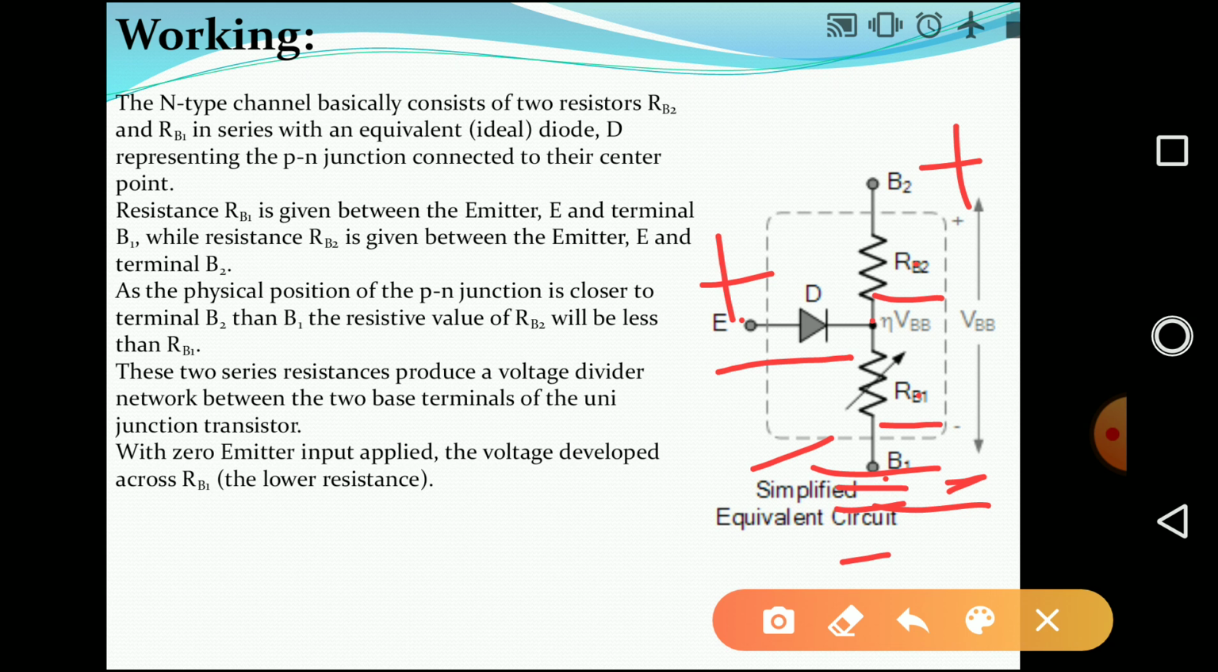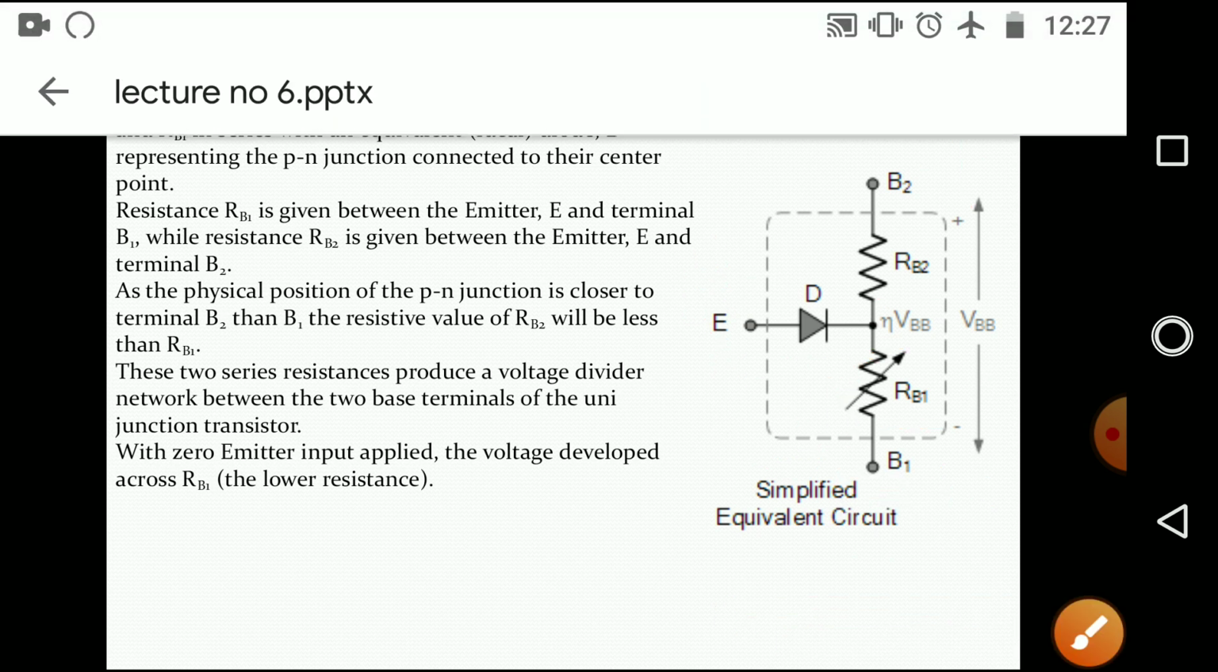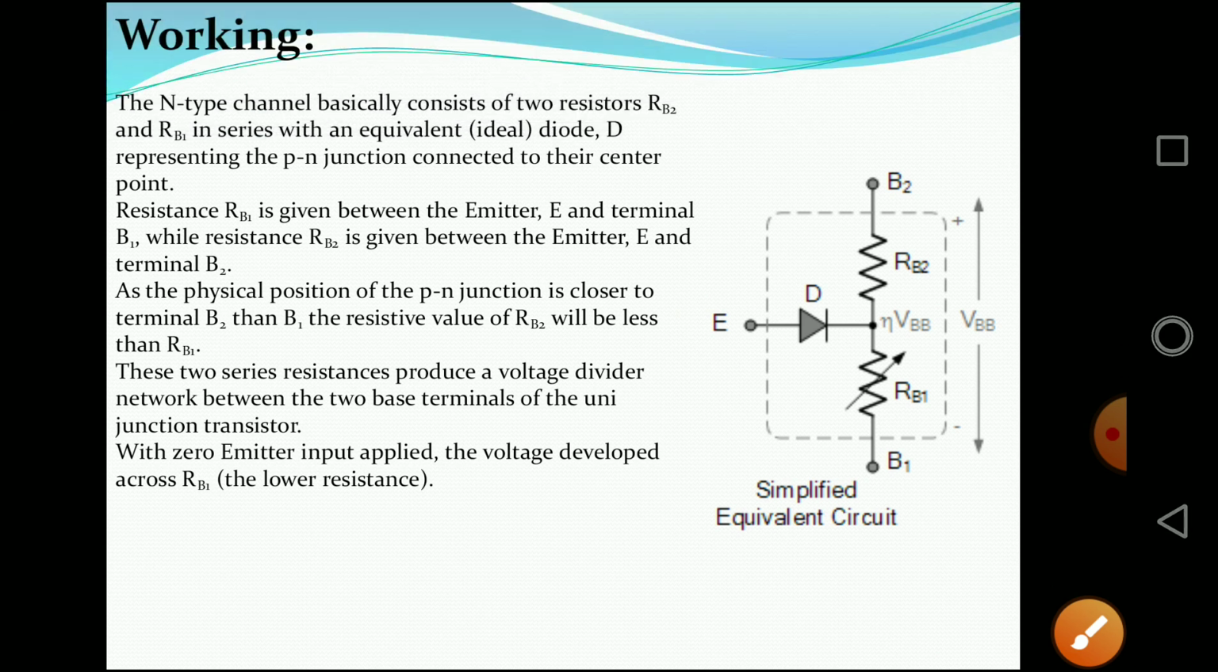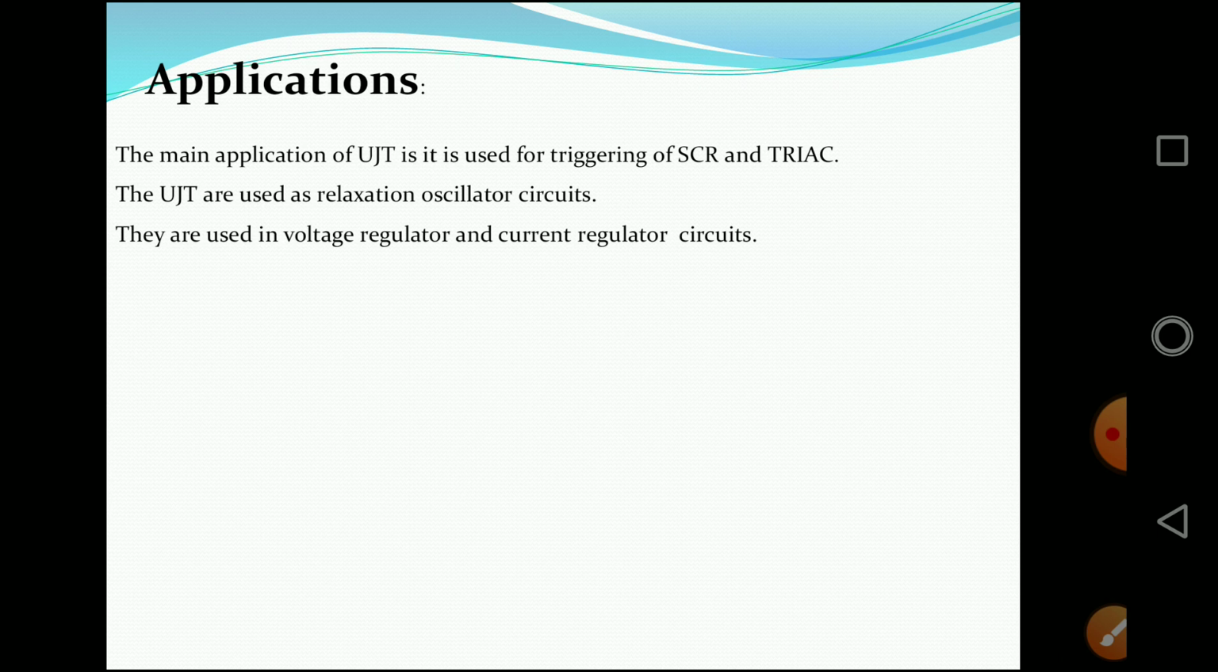The UJT remains in the off condition as long as the emitter voltage is less than the voltage drop across both resistors. Once the emitter voltage is increased and becomes greater than the voltage drop across RB2 and RB1, the diode becomes forward biased and starts conducting, and current flows from emitter to B1 terminal. As the current flows through the N channel, it indicates that the UJT turns on and starts working.